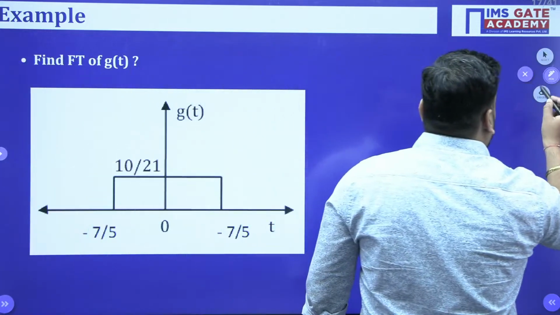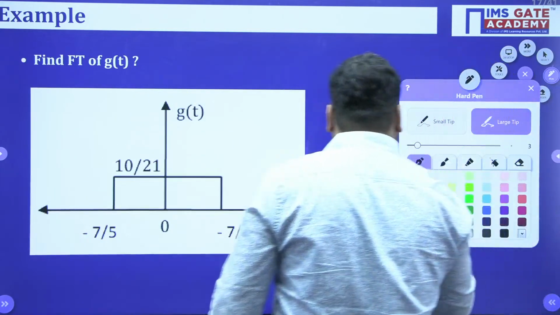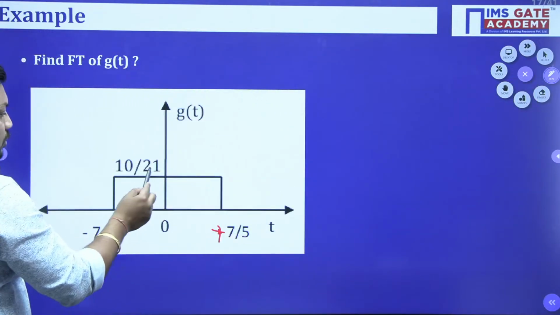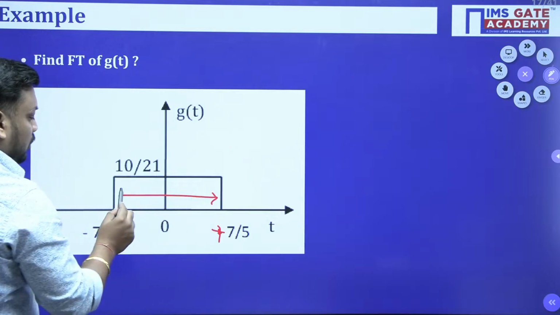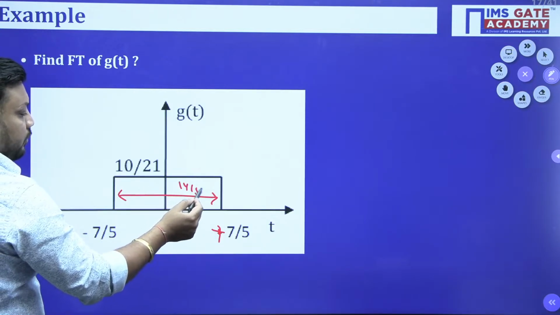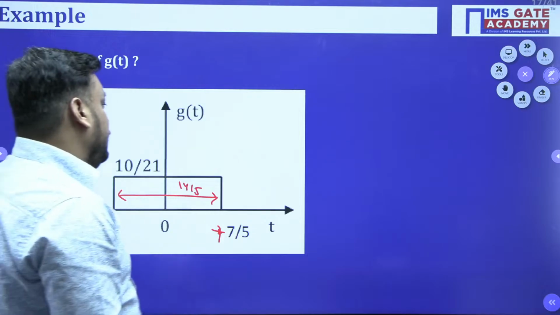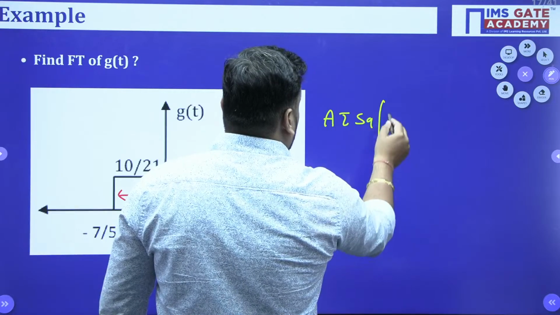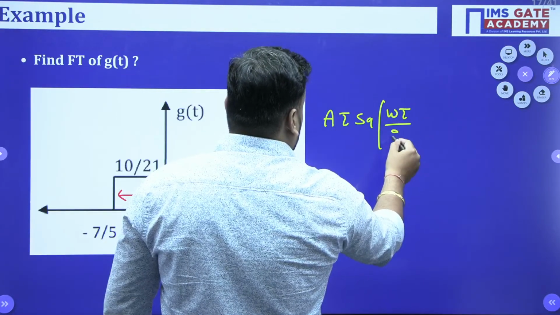So now sir, it is very easy to compare. It is minus 7 by 2 to plus 7 by 2. So what is tau? Minus 7 by 5 to plus 7 by 5 is nothing but 14 by 5. So we can simply write A tau sampling of omega tau by 2. This is nothing but my Fourier transform.